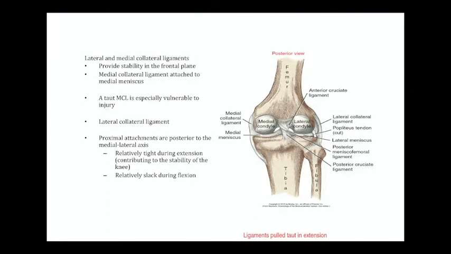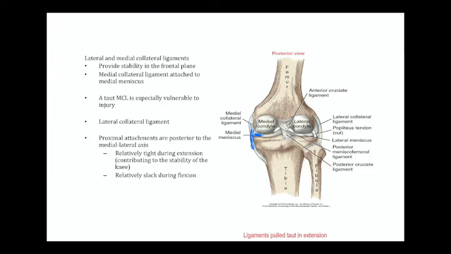So as I talked about those ligaments, we have medial and lateral ligaments that, as you might guess, follow the medial and lateral side of the knee. They provide stability in the frontal plane, so they're not going to let you have too much of that lateral movement. And the medial collateral ligament is attached to the medial meniscus. We can see that here, the medial meniscus has that attachment directly to it. So you can see that medial meniscus and the medial collateral ligament.